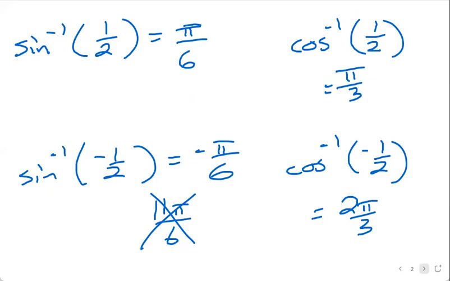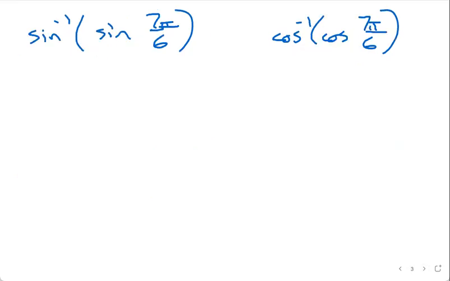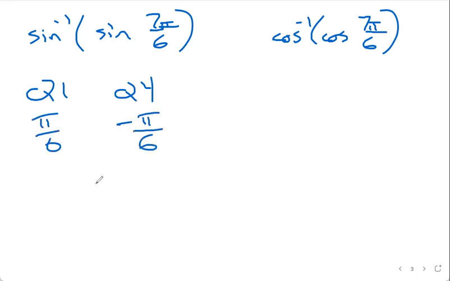So you might be asked to find inverse trig of various values. You might be asked to find inverse trig from a trig function itself, sine inverse of sine of 7 pi over 6. One way to approach this is to figure out the two possible answers you can be in. It's either in quadrant 1 or quadrant 4. It's either going to be the reference angle pi over 6 or negative pi over 6. That's the only answer sine inverse can be in this case. 7 pi over 6 itself is in quadrant 3, where we know sine is negative, so the answer would be negative.